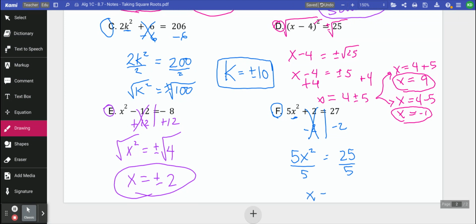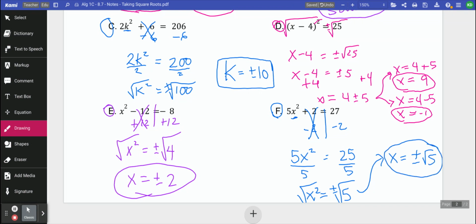So now I have x squared equals 5. Oops, forgot my squared. Square root both sides, don't forget your plus or minus. Now my last step over here is going to be x equals, because the square root of x squared is x, equals plus or minus radical 5. I cannot simplify radical 5, so it just is radical 5. So positive radical 5 and negative radical 5. And that's it for your notes.